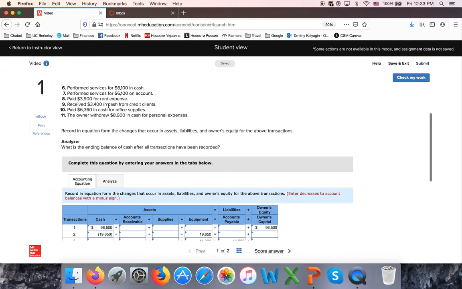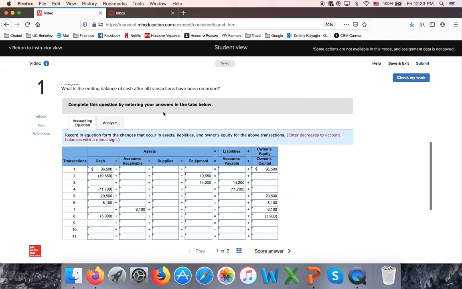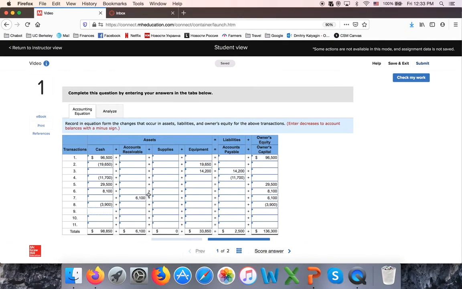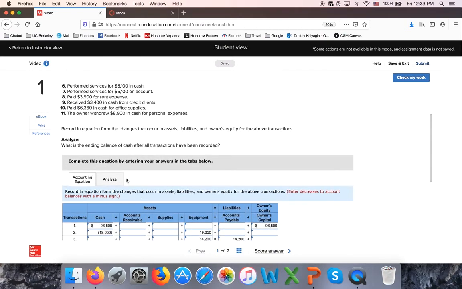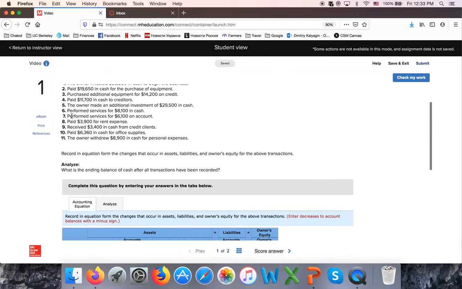I received 3,400 in cash from credit clients. Yay! I am collecting from this 6,100. Look at this transaction. This is a collection. I receive cash from credit clients. The major mistake, students think it's revenue. It's not. Revenue happened right here when I performed services. And days later, the customer pays me. It's not revenue again. It's simply a collection.